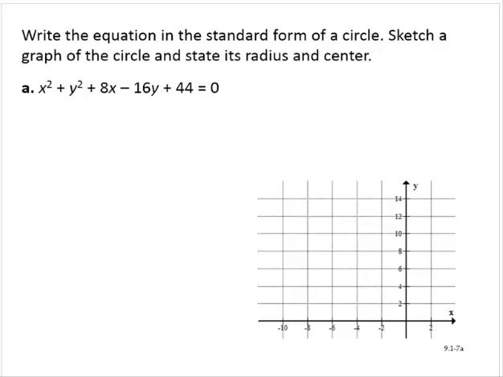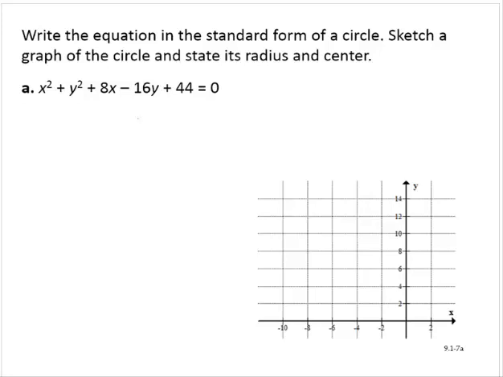Write the equation in the standard form of a circle. Sketch a graph of the circle and state its radius and center. So this equation is not in the standard form. And so what we're going to do is use completing the square to write the equation in that standard form, and so we can then graph the circle.